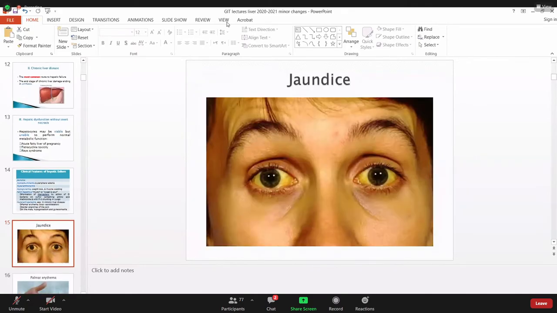This is the appearance of jaundice. You see the sclera of this patient is yellow in color. As the jaundice or hyperbilirubinemia gets worse, there is more and more discoloration. Even it appears on the skin; the skin also becomes yellow.